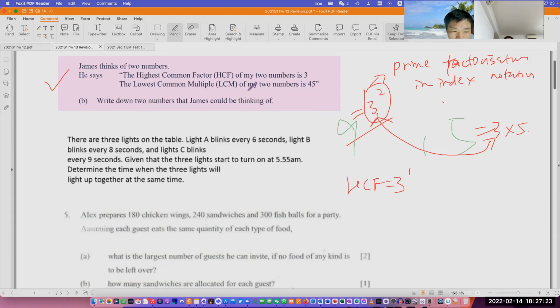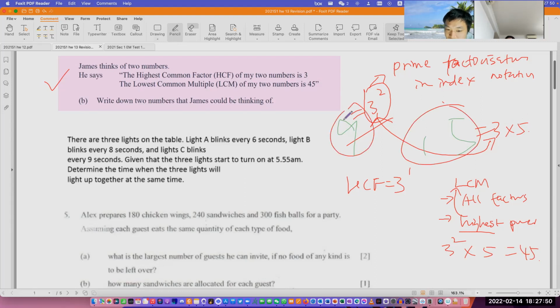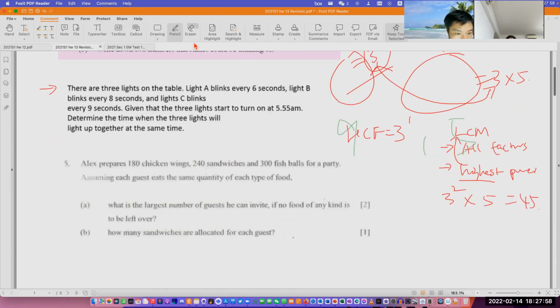And then the lowest common multiple. For the lowest common multiple, it must be all factors. And for all factors, you must choose the highest power, because the power is always opposite to the L. So I see 3 and 5 with a times, not plus, times, and then you choose the highest power. So this will give you 45. Okay, good. So 9 and 15 possible. Next, this question. Yeah, this question is a very common question. So try it out.